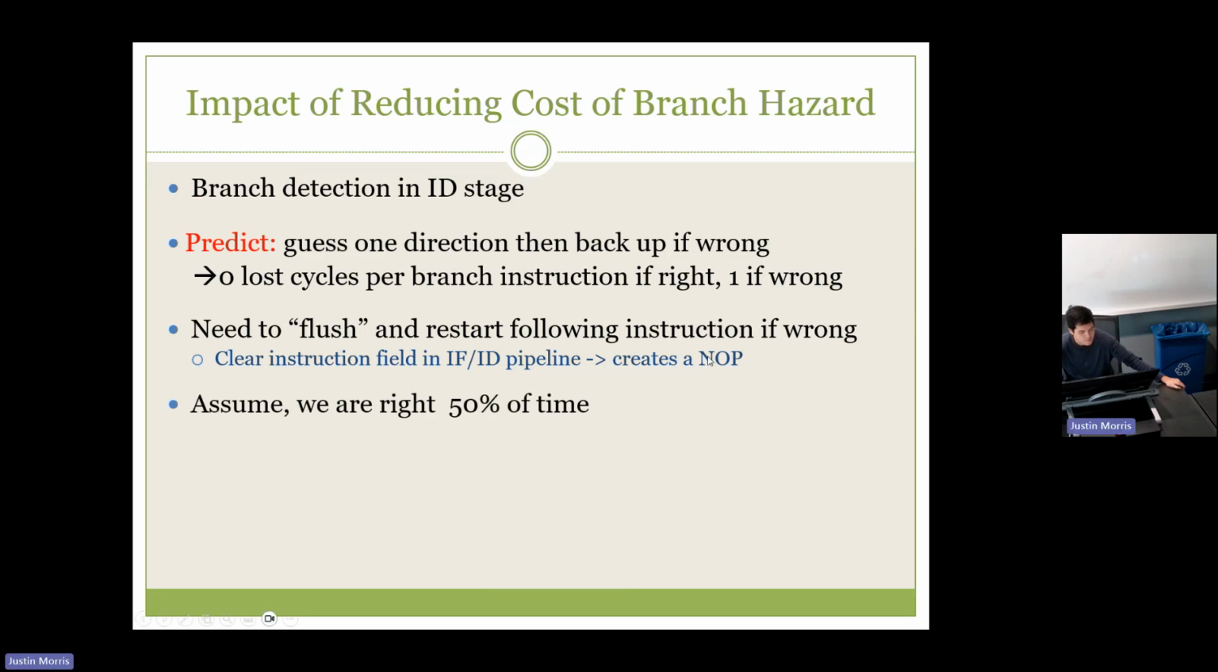So one thing that we can do in terms of calculating performance based on this, let's just assume that we are right 50% of the time. CPI for a branch would be 1, it's just 1 CPI half of the time, right? Because half of the time we're right and it doesn't cost us anything. But the other half of the time, it costs us 1 additional cycle because we have that flush instruction that turned into a no operation. So the overall CPI for a branch, if we're right 50% of the time, in this case, would be 1.5.